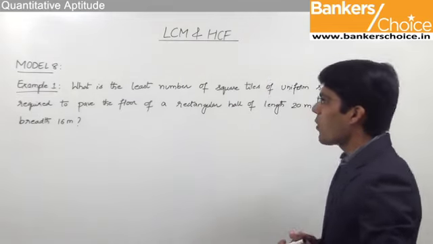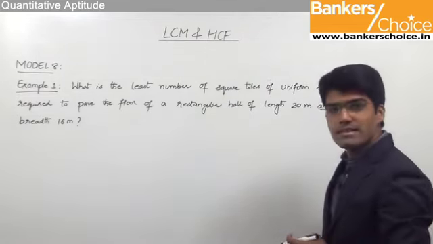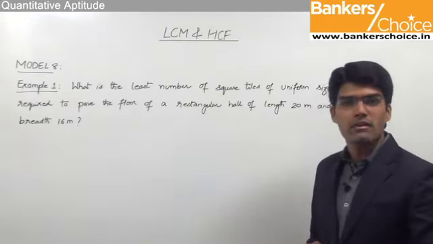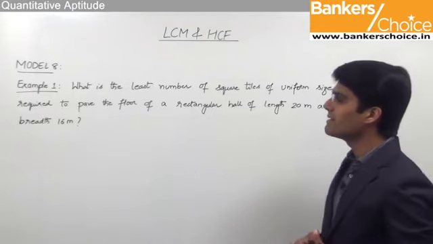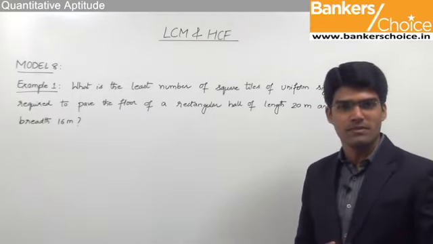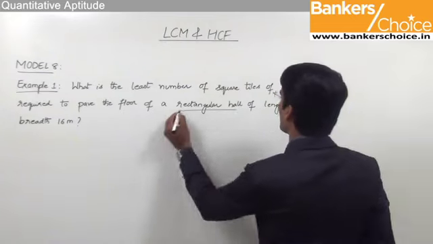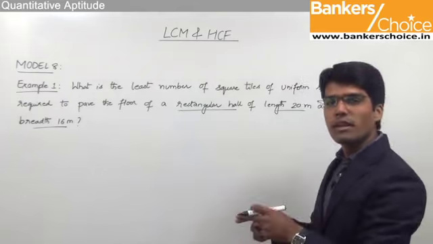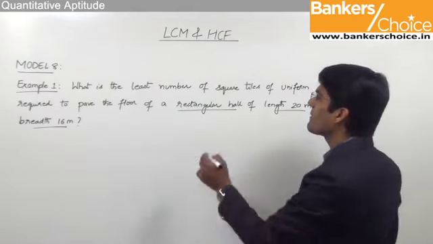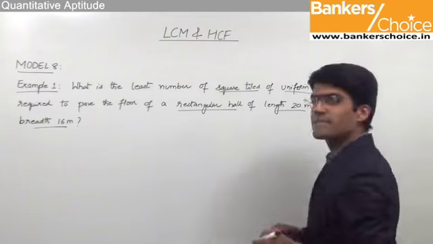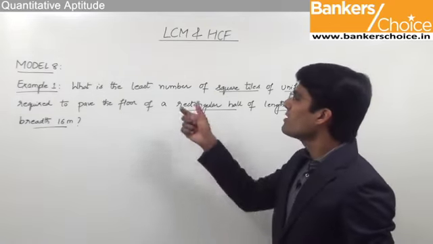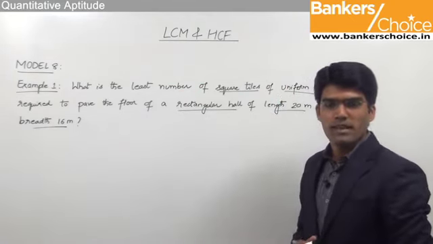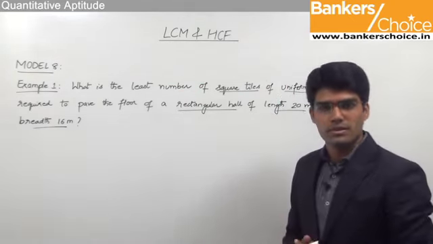The question here is, what is the least number of square tiles of uniform size required to pave the floor of a rectangular hall of length 20 meters and breadth 16 meters? So as given in the question, there is a rectangular hall of length 20 meters and breadth 16 meters. And the flooring of this hall has to be done with the help of square tiles of uniform size. So we need to decide what will be the least number of square tiles required to do the flooring of such a hall. Let us try to understand how to solve this question.